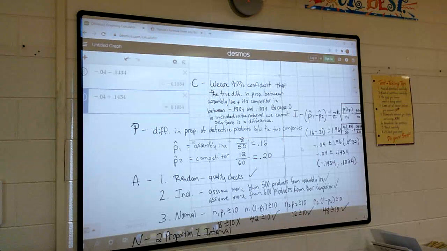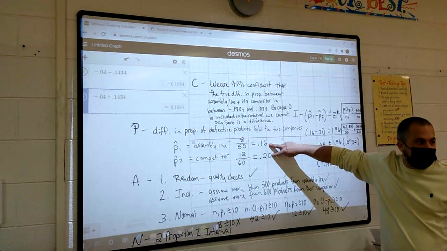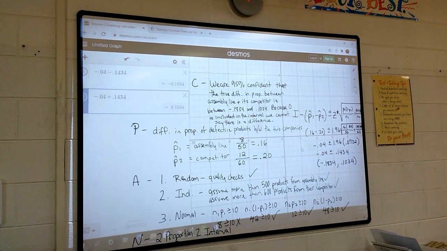So there are some times when the assembly line has a higher number if we're simulating it for the whole population, and there's sometimes that the competitor has a higher, and that's because their proportions are very close together, right? That's only 4% off, and their samples aren't really large. They're only 50 and 60. So if you get proportions that are farther away and have samples that are a lot bigger, you're more likely to get a result that doesn't contain 0. But if you have proportions that are close together and you have samples that are fairly small, then a lot of times it's going to contain 0 because it's hard to prove that there's a difference.